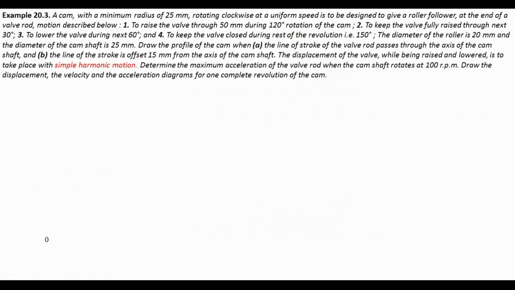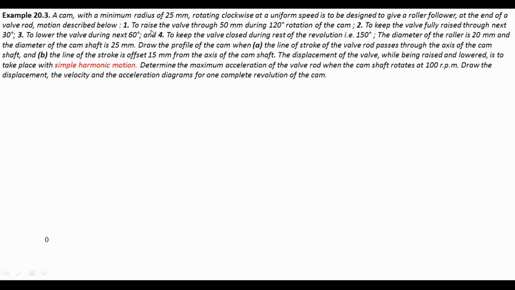Okay. So here the problem is a cam with a minimum radius of 25 mm rotating clockwise at a uniform speed is to be designed to give a roller follower at the end of valve rod. The motion is described below. To raise the valve through 50 mm during 120-degree rotation of cam. So here we need to design the cam to operate the valve.